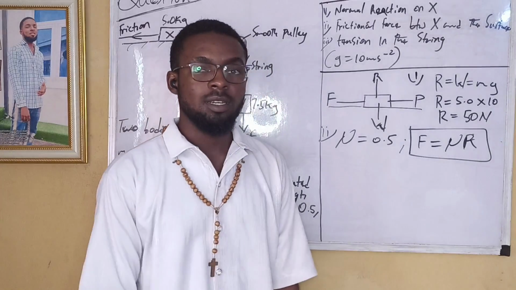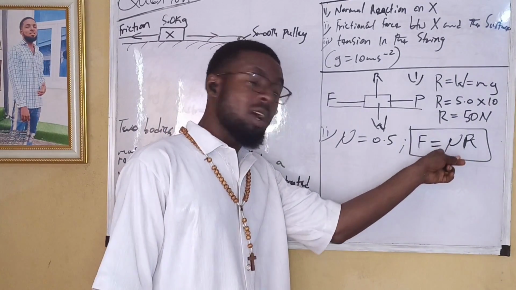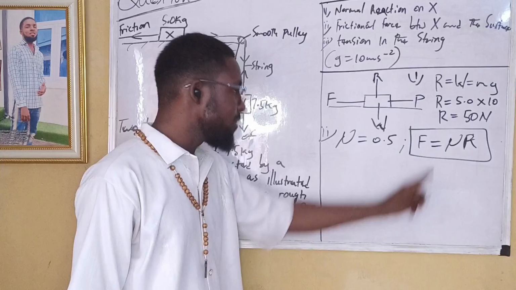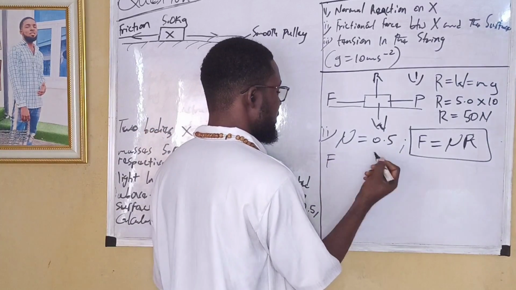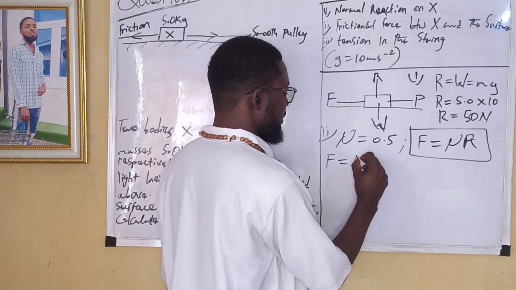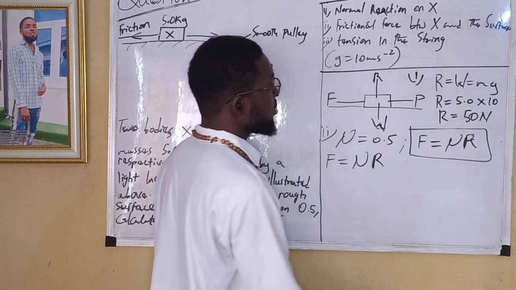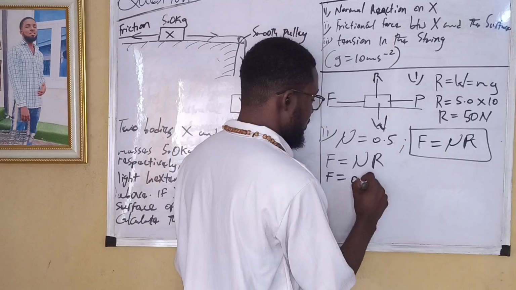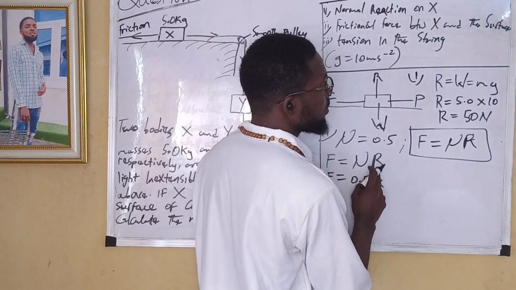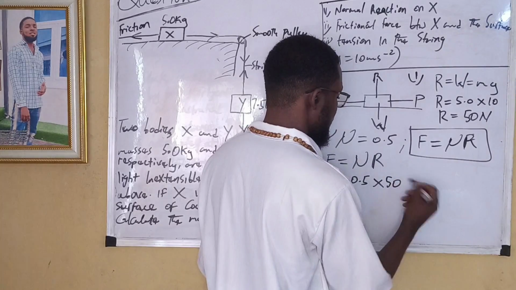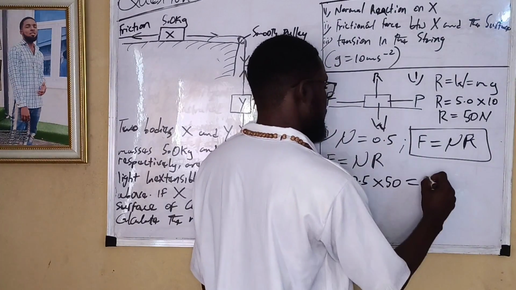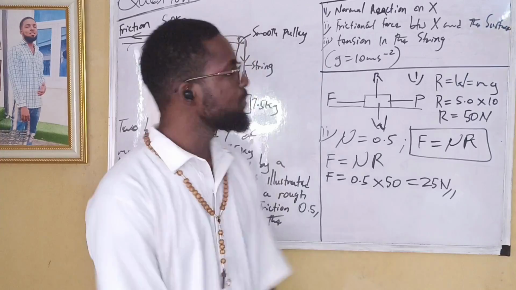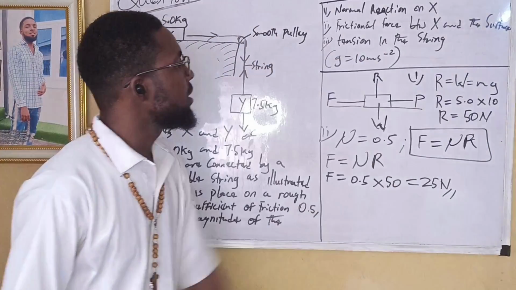Remember this formula. Don't act as if you don't know this one. You've done it before. This is the formula we use. So therefore, the frictional force is equal to mu R, which is 0.5 times the reaction, which is 50. So the frictional force is 25 Newton. Very simple.